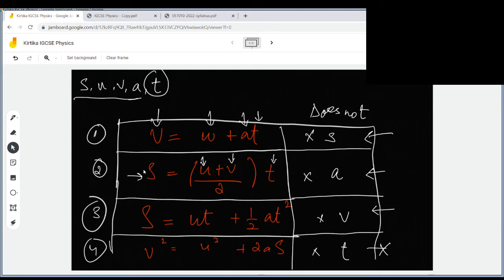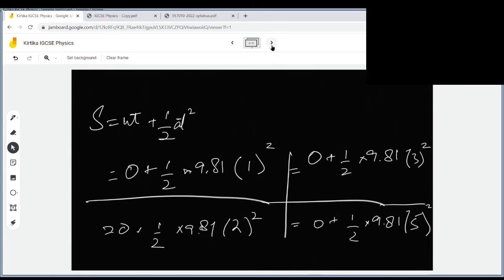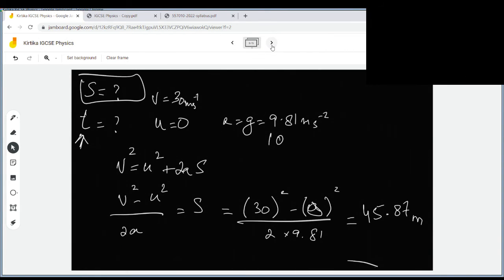For the second one, let's do it with both and see that we get the same answer. Okay, so we have V is equal to U plus AT. To calculate T, I have to make T the subject. So V is 30, U is 0, plus 9.81 times T. So 30 is equal to 9.81 times T, or 30 divided by 9.81 is equal to T. So T is how much? You have to do 30 divided by 9.81, which will give you 3.05.